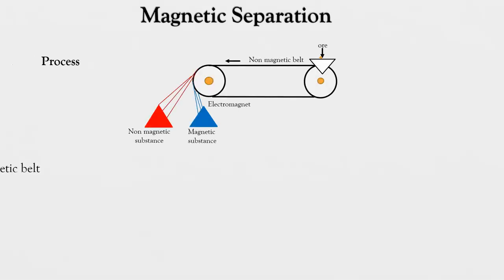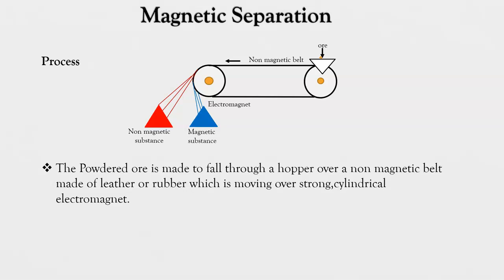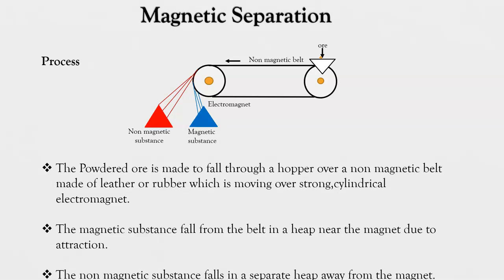Let us understand the process of magnetic separation. The powdered ore is made to fall through a hopper over a non-magnetic belt made of leather or rubber, which is moving over a strong cylindrical electromagnet. The magnetic substance falls from the belt in a heap near the magnet due to attraction, while the non-magnetic substance falls in a separate heap away from the magnet.